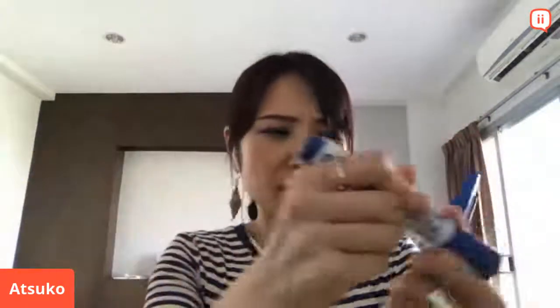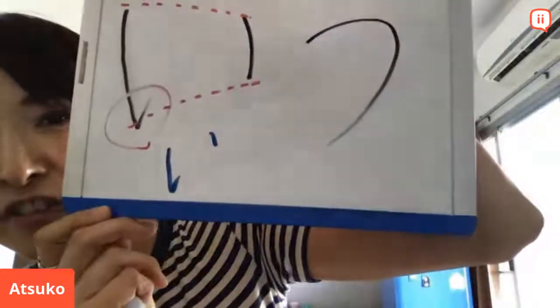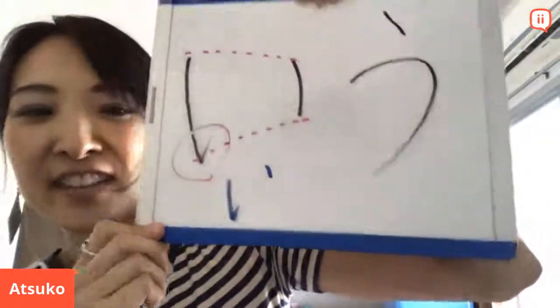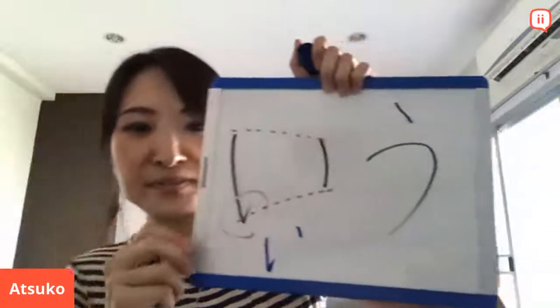Many of my students write like this. Can you see the difference? It's too high and it's too short. It's ugly for native Japanese. Okay, down, a little bit down. And E is a long, wide hiragana. Wide. Okay.